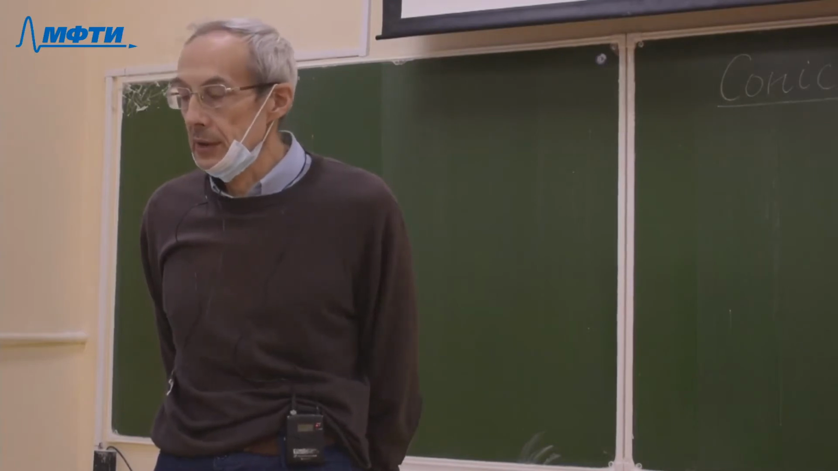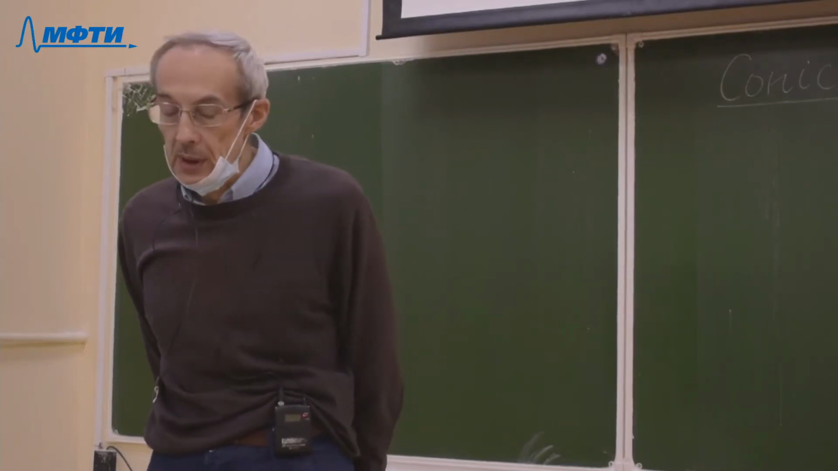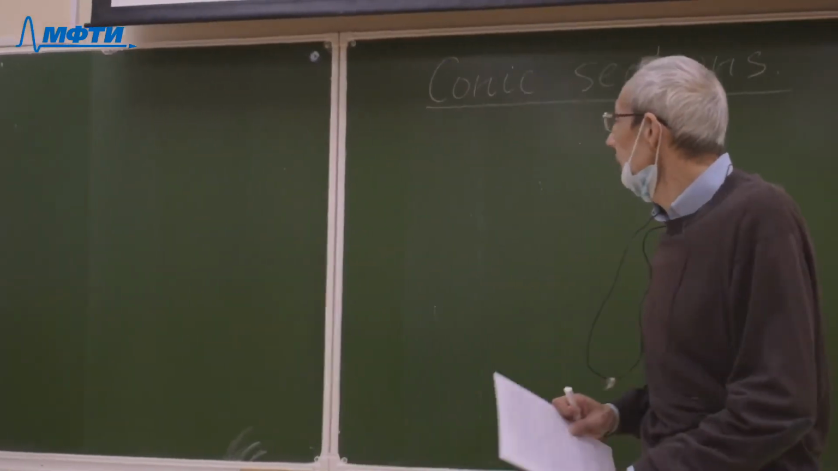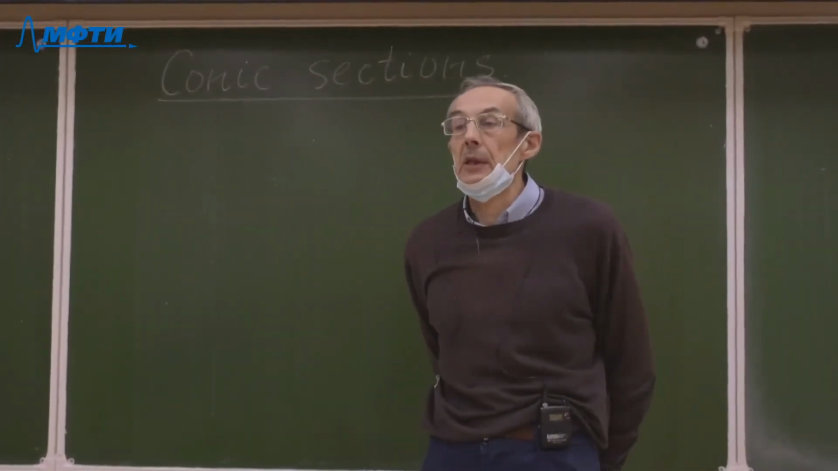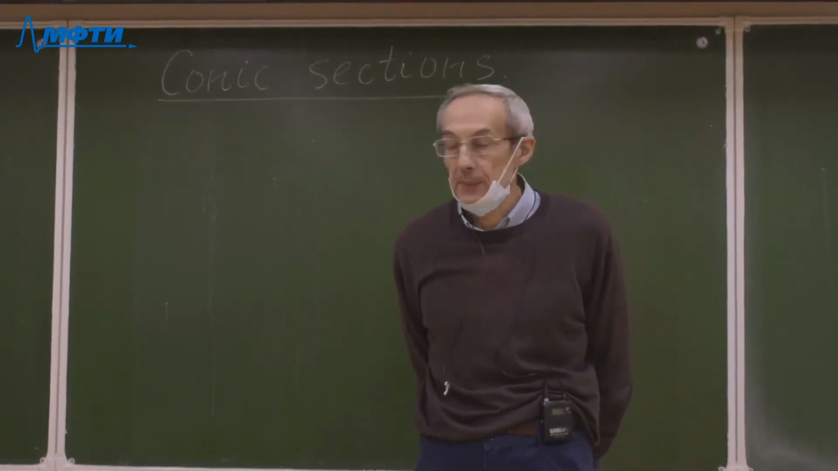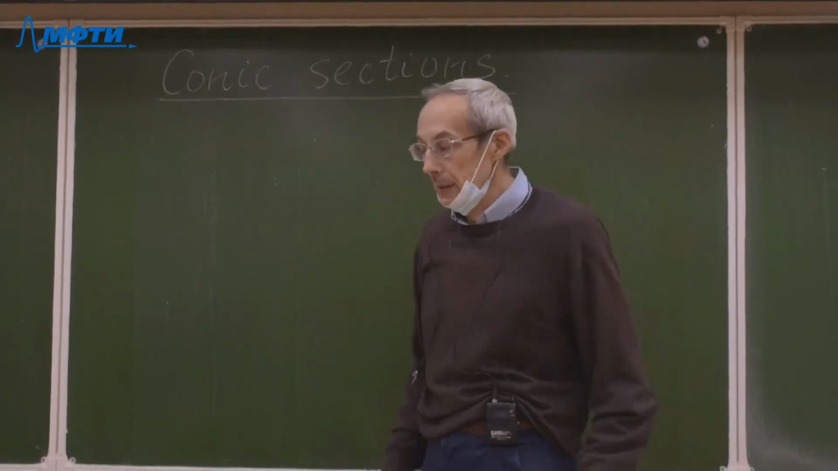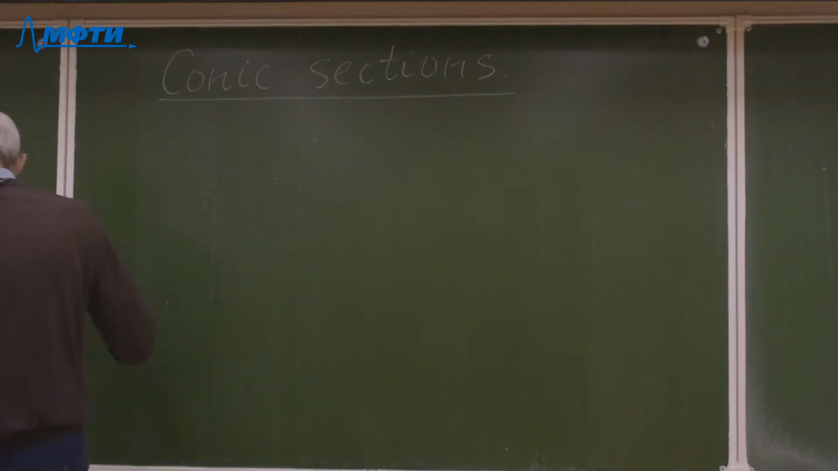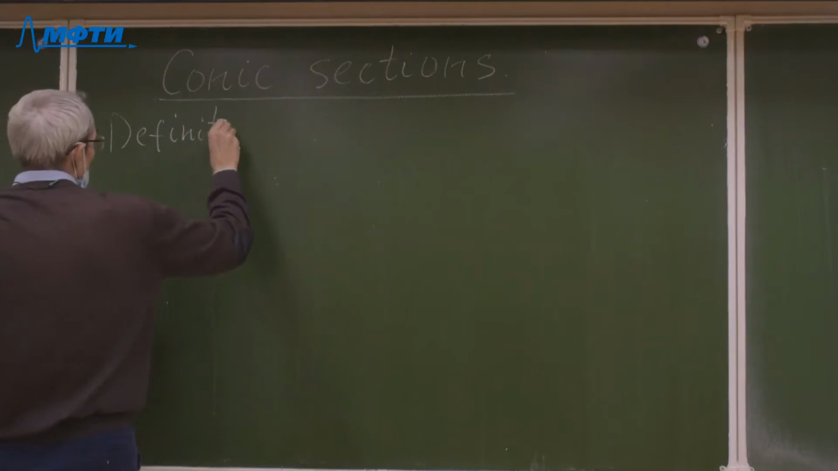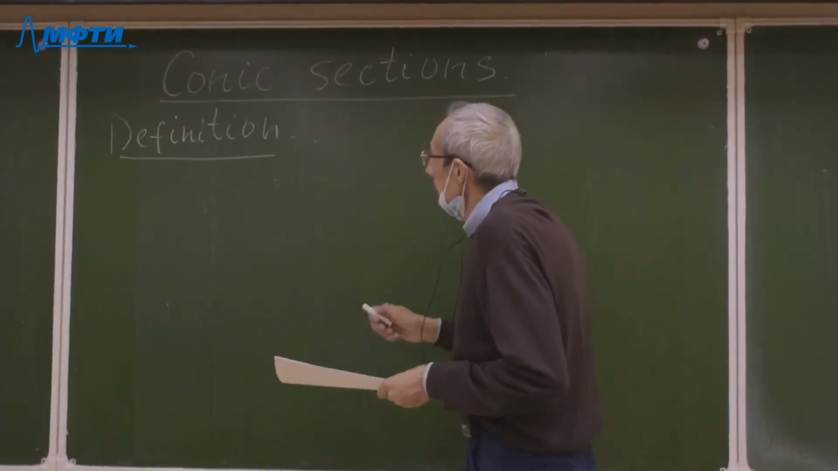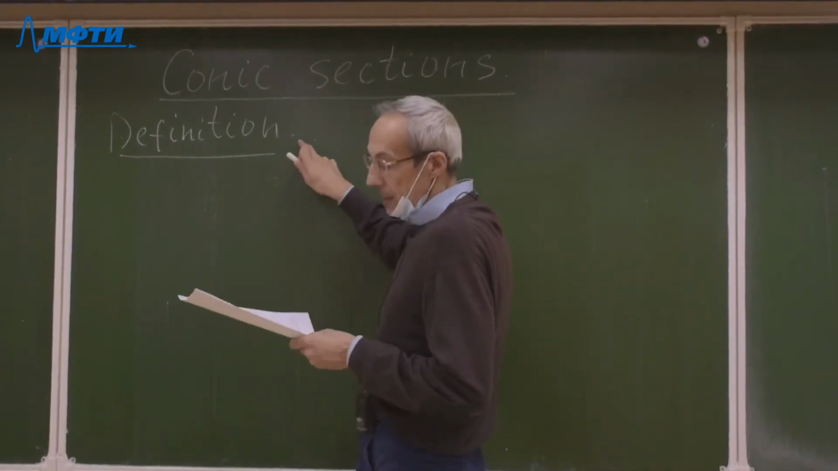We'll continue to study the so-called conic sections, and now we are going to consider the second example of the conic section, the so-called ellipse. I recall the definition of the ellipse. Definition.